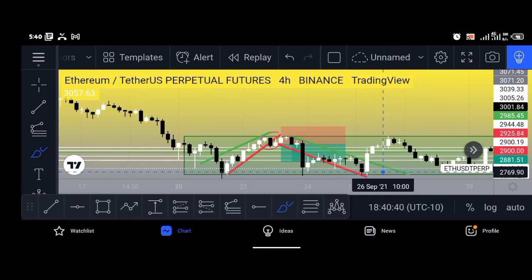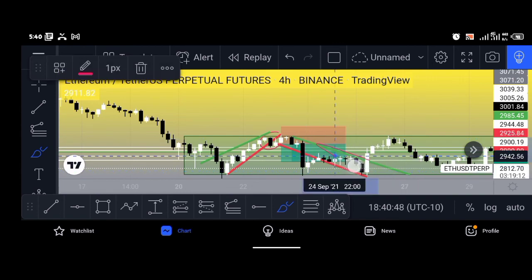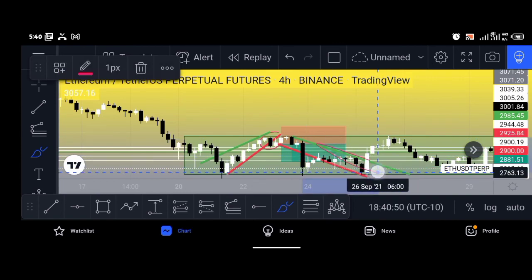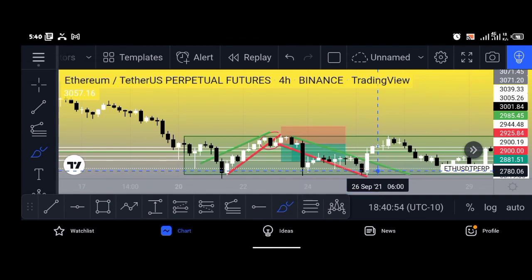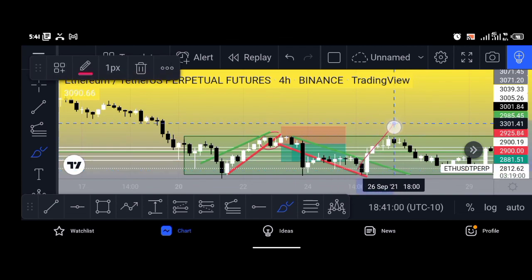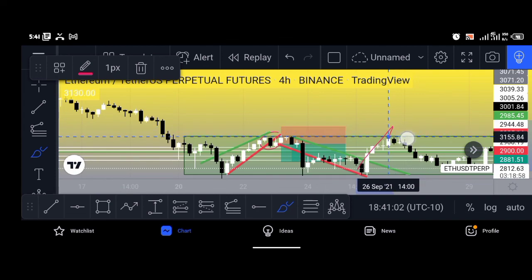So after the breakout of our resistance level here, you see, you don't have any entry reason. Don't enter the market. Don't buy anything. Don't long the market. You wait for this candle to touch your resistance level and form and show you a good reason for you to enter the market.